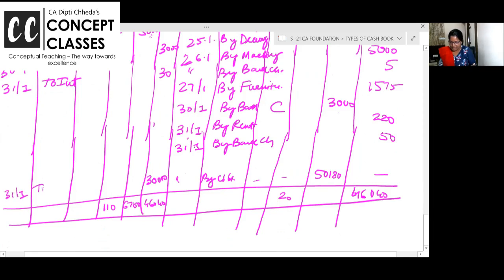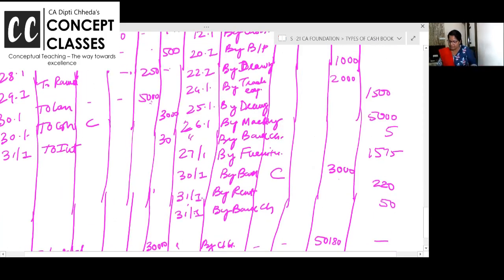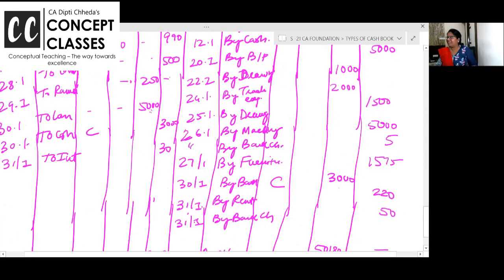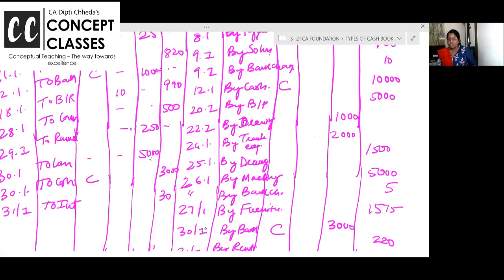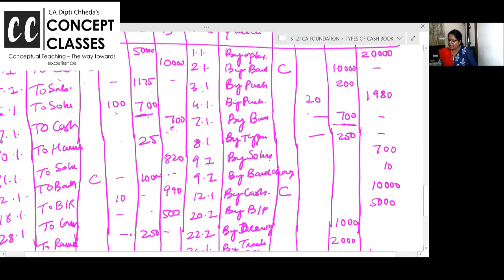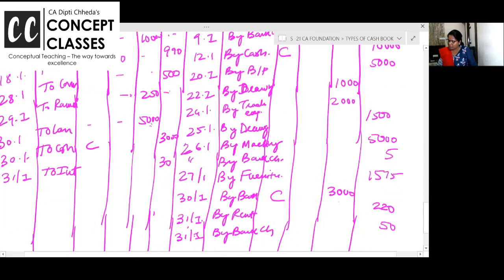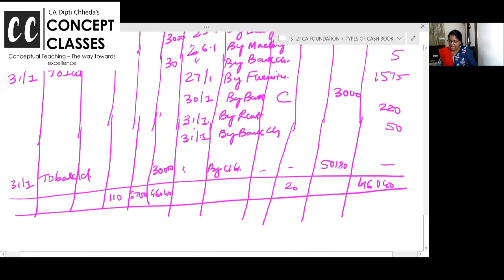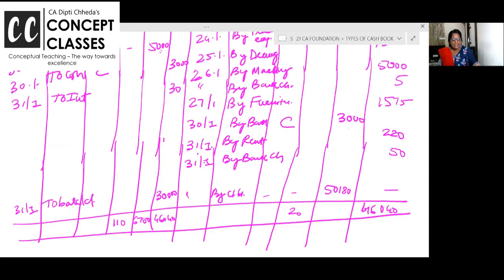On 31st January, balance carried down. Bank balance is coming on the debit side because it's an overdraft. I know I've exceeded the time, it got a little late. I also started late, because I wanted to start at 11:30. Bank overdraft total is coming to 46,040 and balance is 30,000. And in the cash book, the closing cash balance is coming to 50,180.